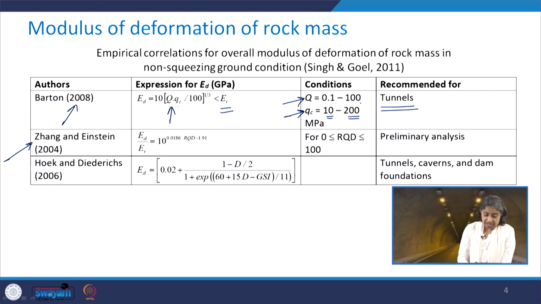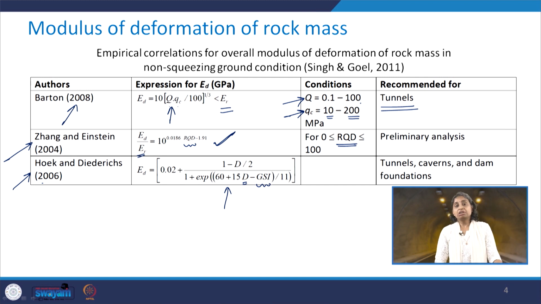For Zhang and Einstein, it is given in 2004. They made use of RQD and Er to determine the modulus of deformation. Of course, the full range for RQD can be considered, and it was recommended that this expression should be used only for the preliminary analysis and not for the design stage. Then Hoek and Diederichs in 2006 came out with the expression which made use of the disturbance factor D and GSI to determine the modulus of deformation of the rock mass.